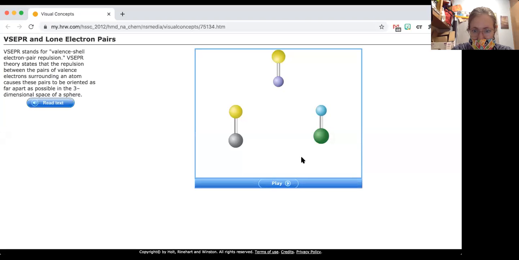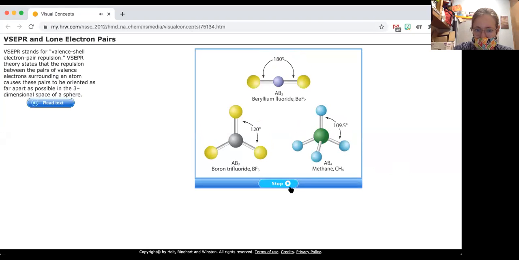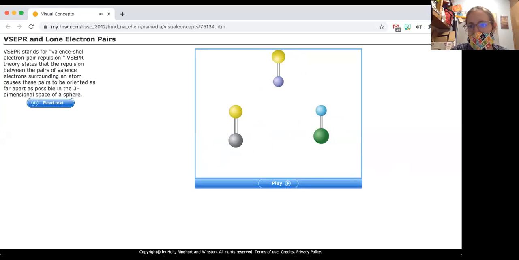Share a different screen. There it is. Hold on. Let me turn my Bluetooth off.